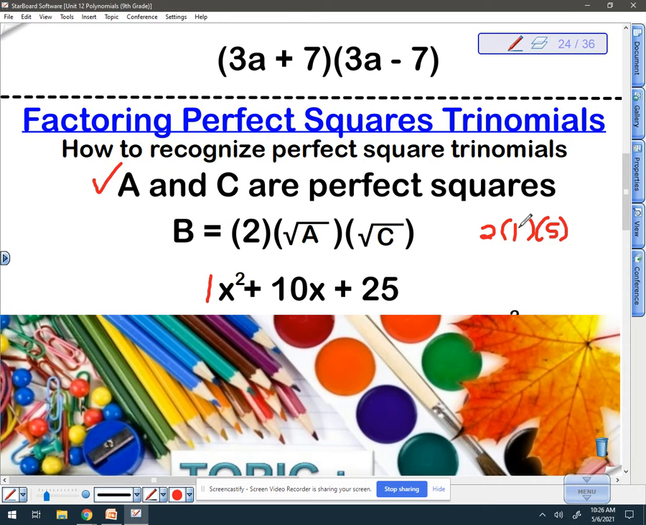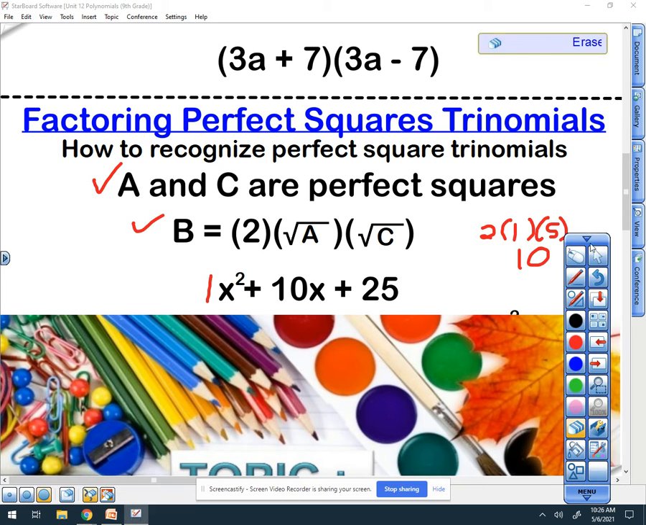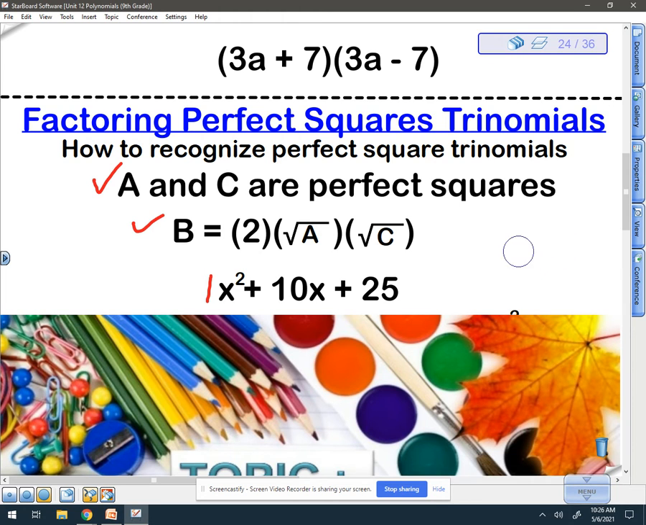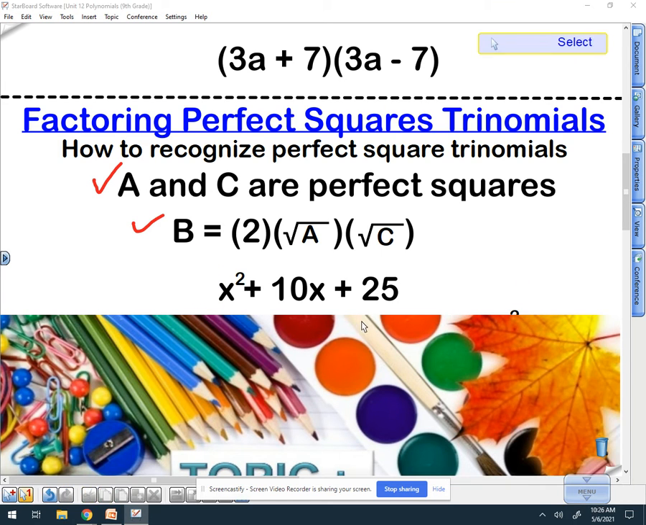So 2 times 1 is 2. 2 times 5 is 10. So if this is our middle number, our B, then this will work. So is 10 our middle number? 10 is our middle number. So true. So if those two things are true, then we can use this method. If it's not true, then we've got to do the longer method, which for this one would just be the X method, but we'll have some later that would have numbers bigger than 1, so you'd have to do the long drawn out method. So let's take a look.